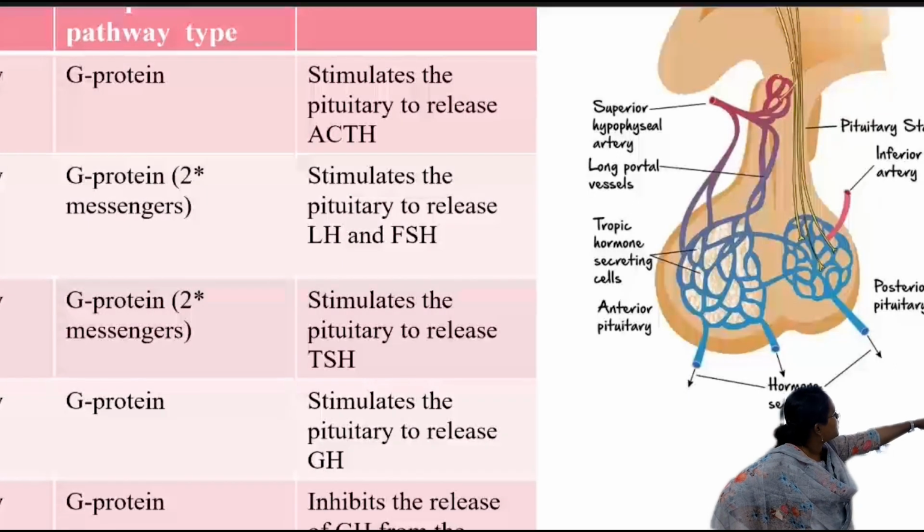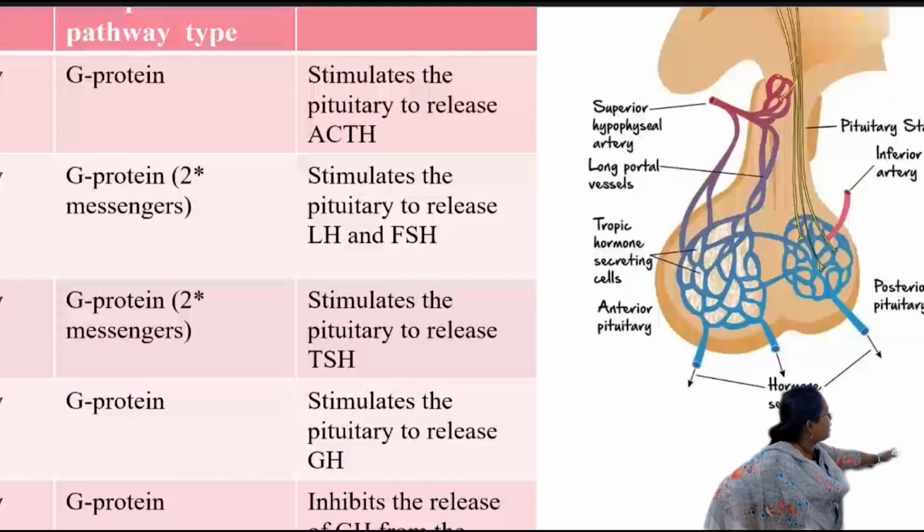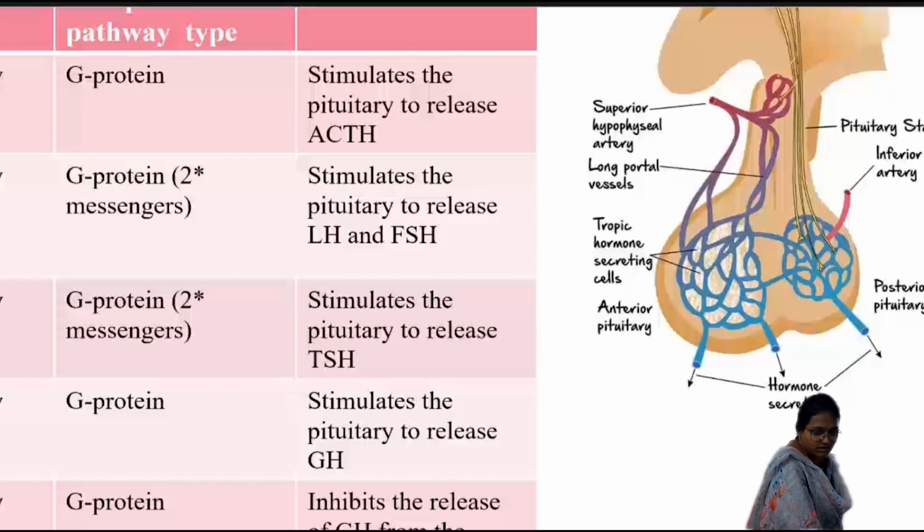Whereas coming to the posterior pituitary, the neurons are directly connected to the blood vessels of the posterior pituitary. So here, due to its connection through blood vessels, the anterior pituitary is called the adenohypophysis, and the posterior pituitary is called the neurohypophysis. This might be a point.